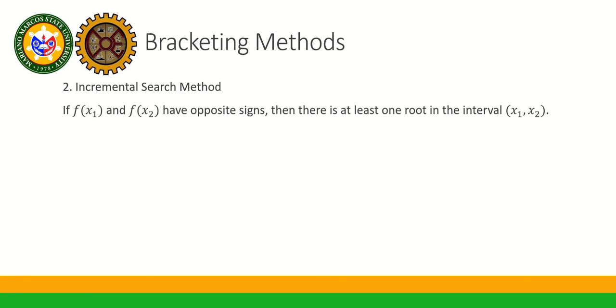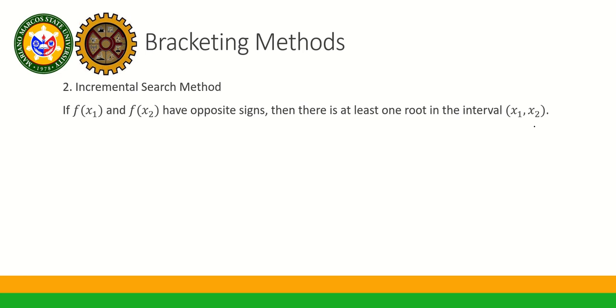Next bracketing method is the incremental search method. Okay, so how do we do this? If f of x sub 1 and f of x sub 2 have opposite signs, then there is at least one root in the interval x sub 1 and x sub 2. Okay? So dito naman, sa incremental search method, if the interval is small enough, it is likely to have a single root.